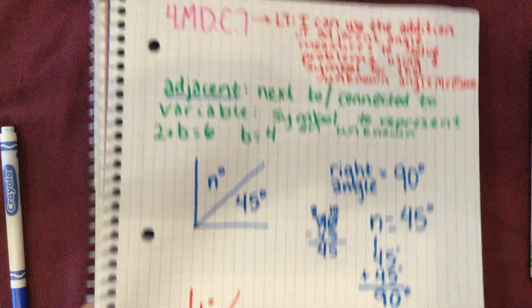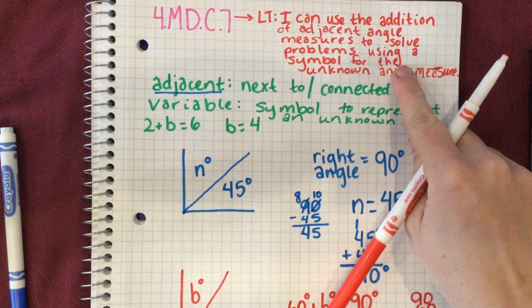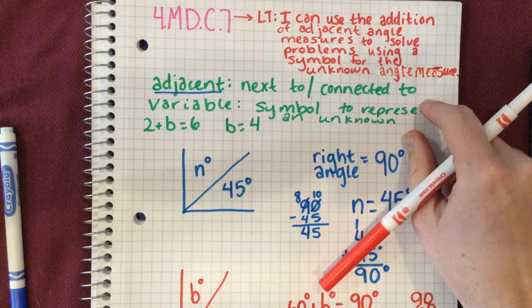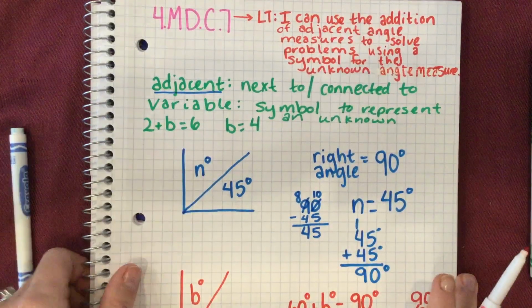Nice. So when you're working on your Zearn lesson this week, remember, you're using the addition of adjacent angle measures to solve problems using a symbol for the unknown angle measure. And we just did that here.